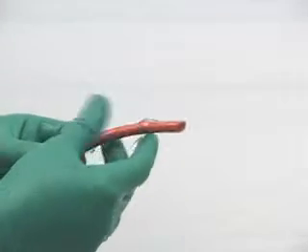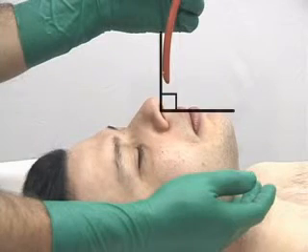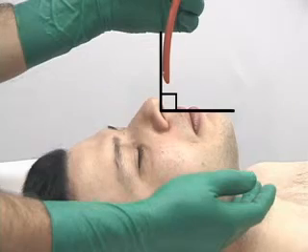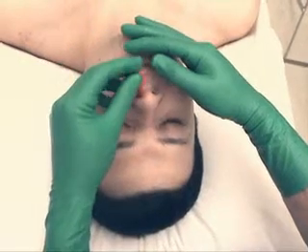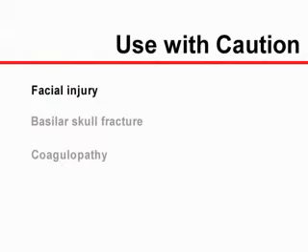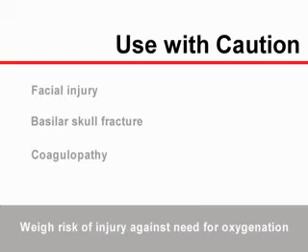Nasopharyngeal airways should be thoroughly lubricated and advanced perpendicular to the face and parallel to the floor of the nose, not towards the roof of the nose. They must be used with extreme caution in patients with facial injuries, basilar skull fractures, and coagulopathy, weighing the risk of further injury and bleeding against the need for oxygenation.